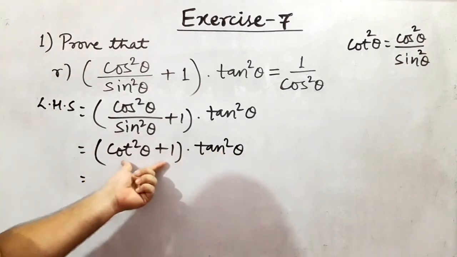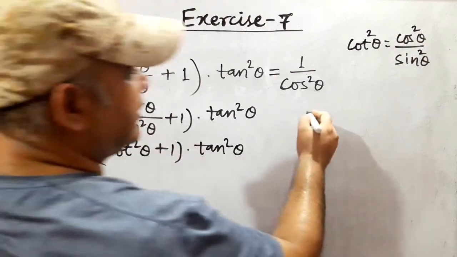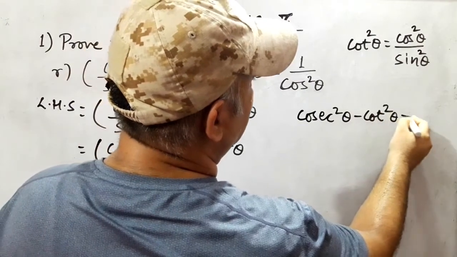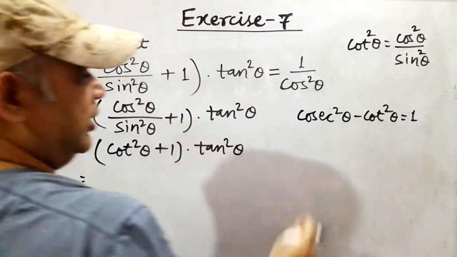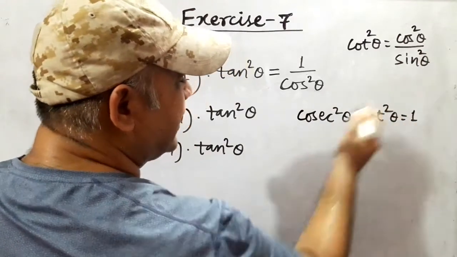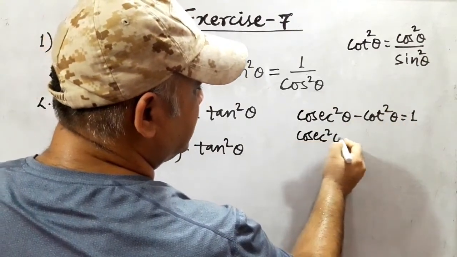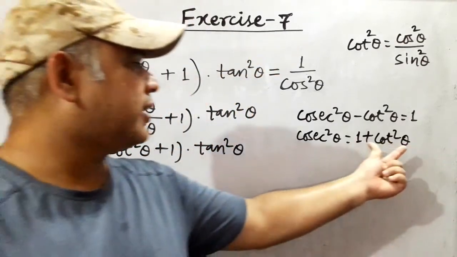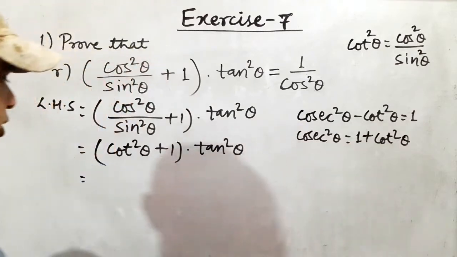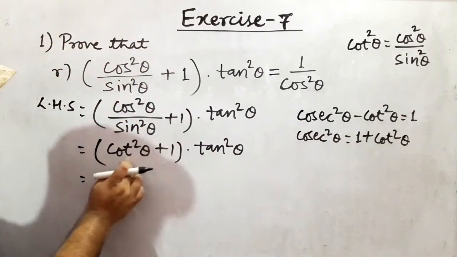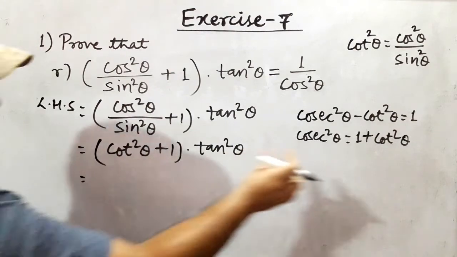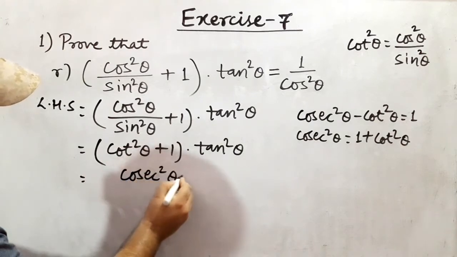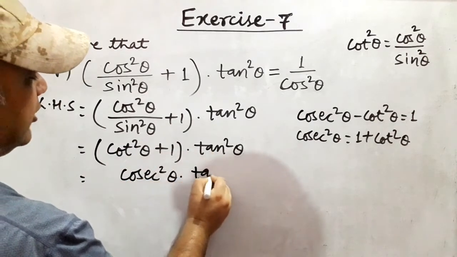Now here we have cot square theta plus 1. As we know that cosec square theta minus cot square theta equals to 1 from Pythagorean relation, when minus cot square theta goes to right hand side, it becomes cosec square theta equals to 1 plus cot square theta. So cot square theta plus 1 or 1 plus cot square theta is the same thing. 1 plus cot square theta can be written as cosec square theta. So it becomes cosec square theta into tan square theta.